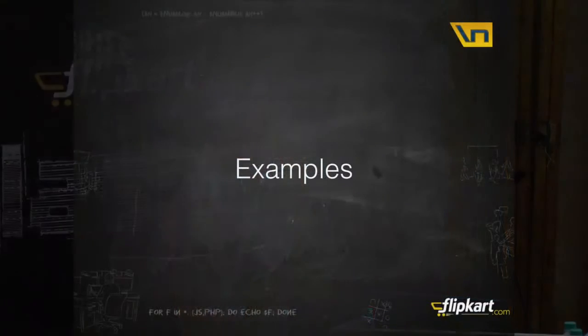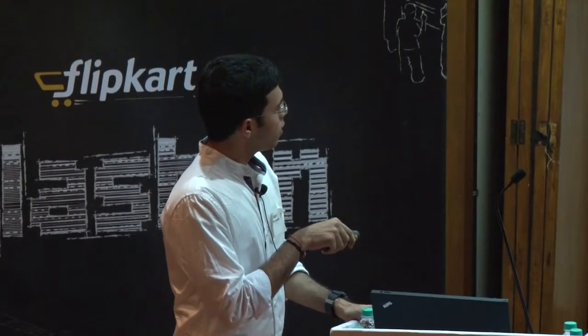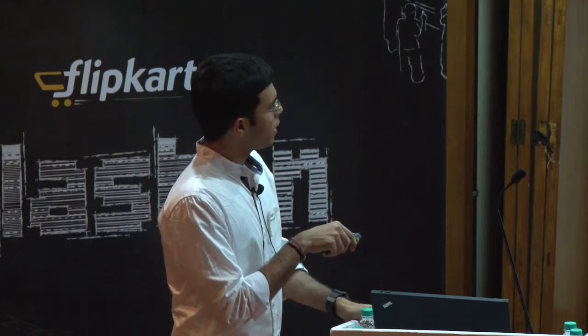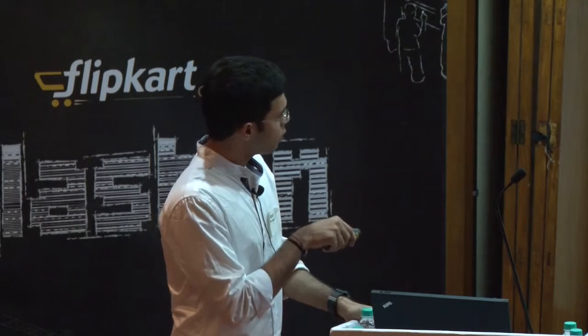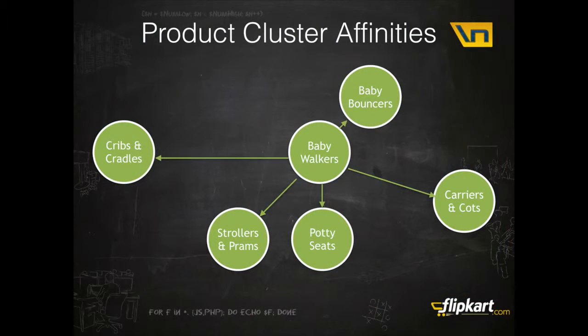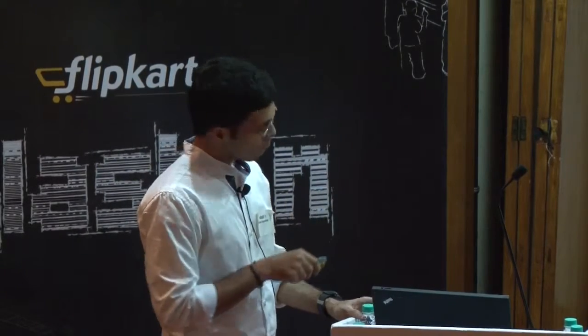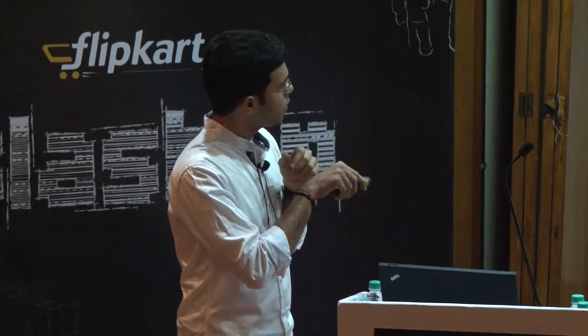Internally, let's say this is one cluster of baby walkers, those small walkers. After I compute the cosine similarity, I'll get this kind of graph that we represent internally. Baby bouncers seem to be more predominantly linked with this, whereas potty seats are next, strollers are next, and so on and so forth. So these clusters are complementary in a way to the main cluster here.